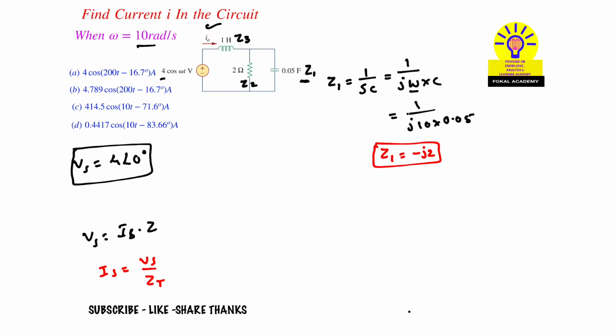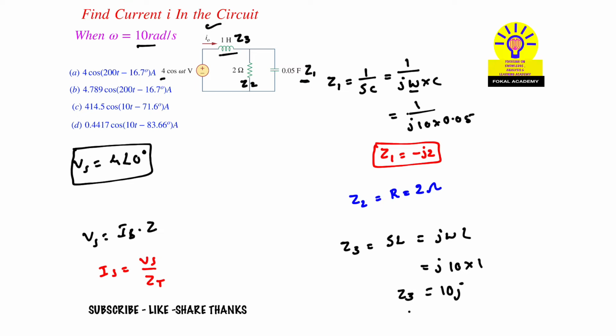Now similarly, find Z2. Z2 is nothing but resistance only, that is 2 ohms. Now Z3. Z3 is the impedance for an inductor, that is sL. s means j omega times L. j times omega, which is given as 10, and L is given as 1, that is nothing but 10j. This is Z3.